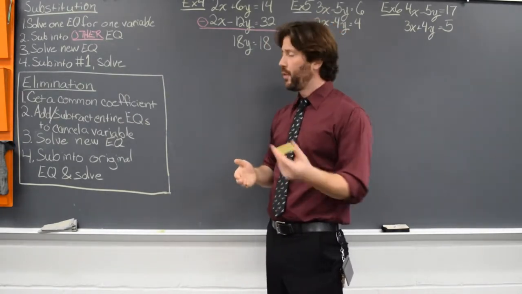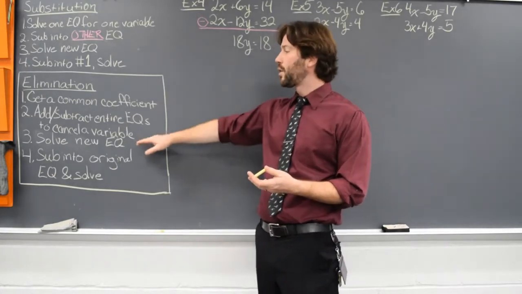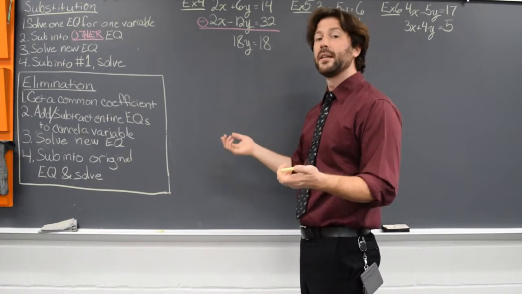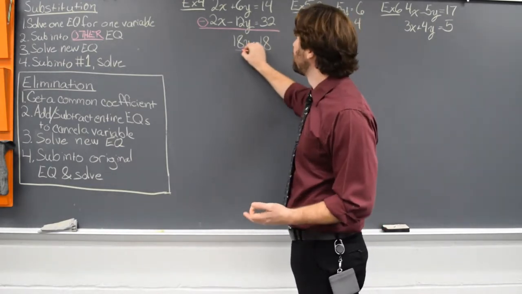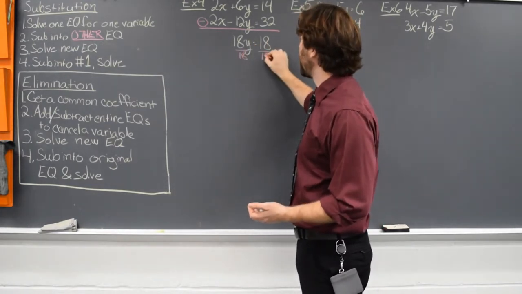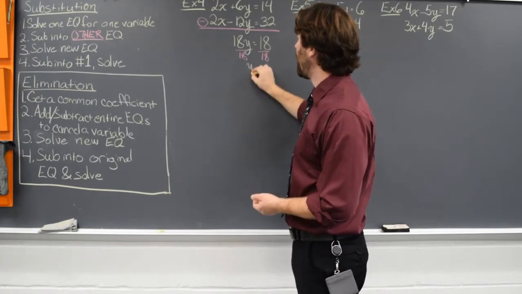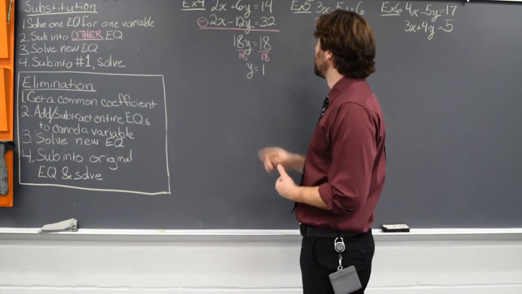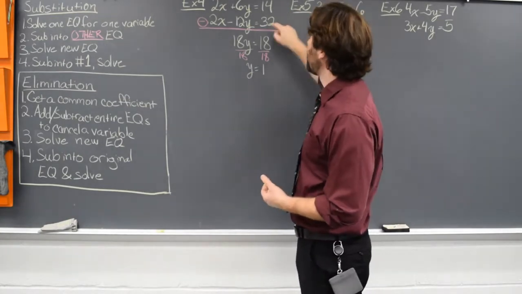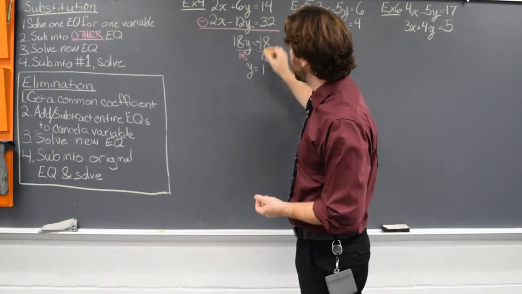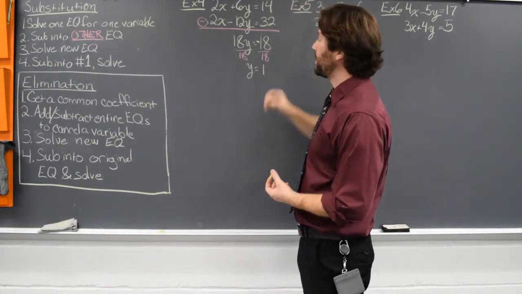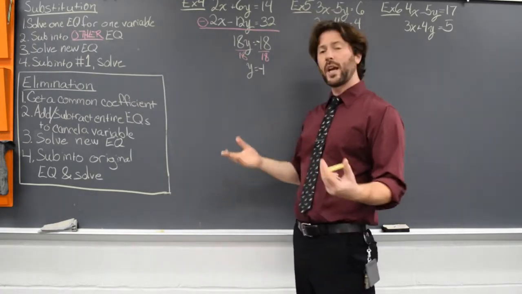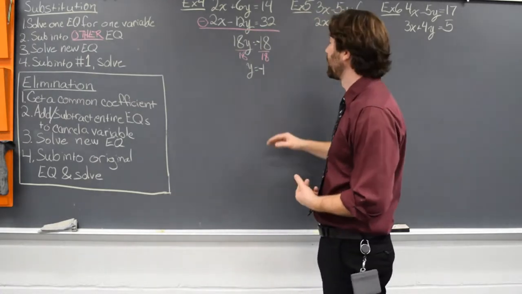Now we have it, the rest of the process is the same. We solve that new equation, and then we'll sub that solution back into one of the originals to solve for the other variable. Anyway, divide both sides by 18, and we have y equals 1. Excuse me. 14 minus 32 is going to be negative 18. Negative 18 divided by 18 is negative 1. Watch out for those. Always check your work. Make sure your answer makes sense.